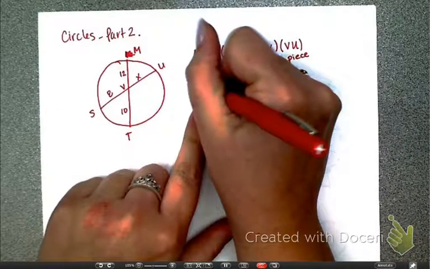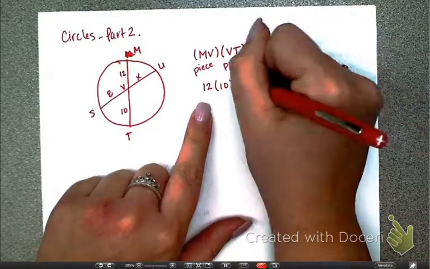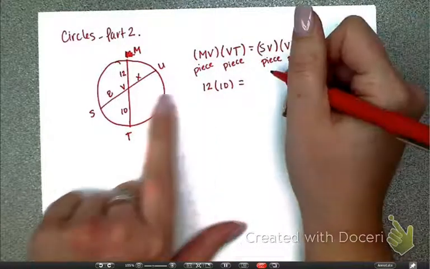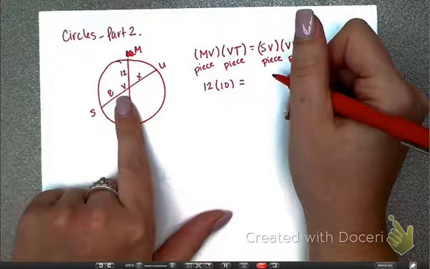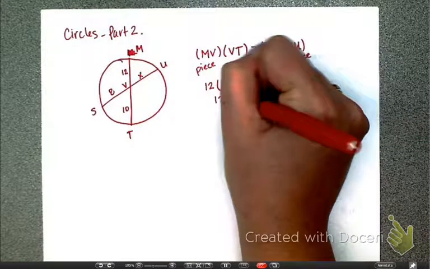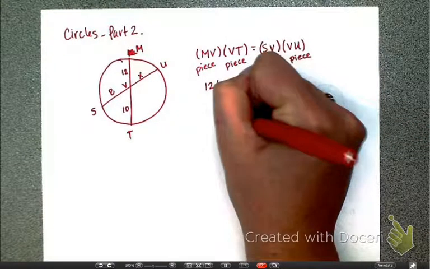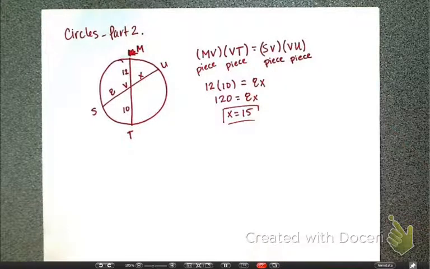So 12 times 10 equals what? 8 times x. Okay, which is 120 equals 8x, and then x equals 15. Once you have it set up, the equation should not be difficult to solve. But if you can't set it up, then it makes it difficult to solve. Are we okay with that? Okay.